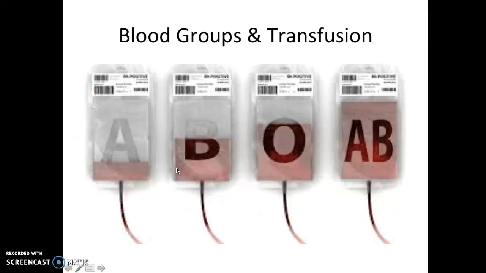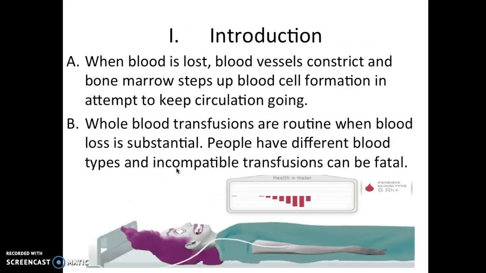So this is a lesson on different blood groups and what happens when you have a blood transfusion, how we know what blood to give you so that the body doesn't get attacked. So when blood is lost, your blood vessels constrict, and that's what we learned about last year with hemostasis.